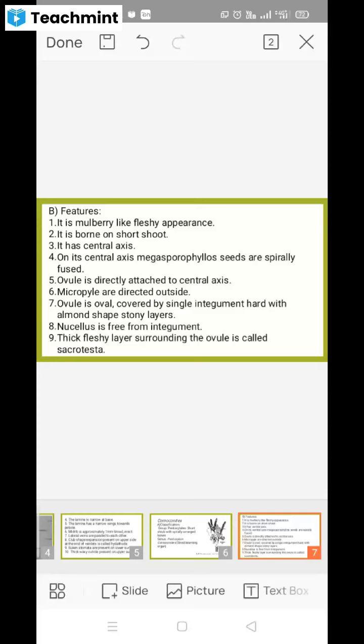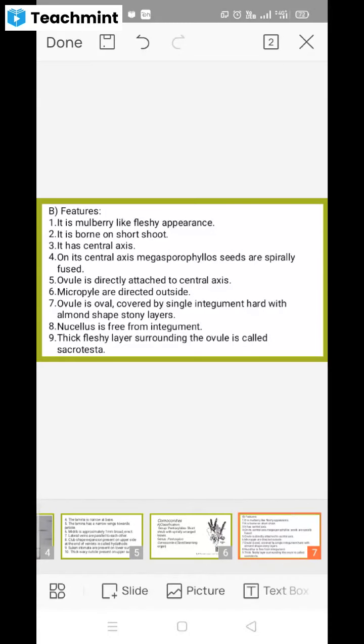Here the nucellus is free from the integuments. In the last one, Lagenopteris, we studied that the nucellus is always attached to the integuments. So here these characters are not similar. In the Pentoxylon, the nucellus is free from the integuments. Then a thick fleshy layer surrounds the ovule, called sarcotesta. So the ovules are also covered with a thick fleshy layer. This layer is called the sarcotesta.